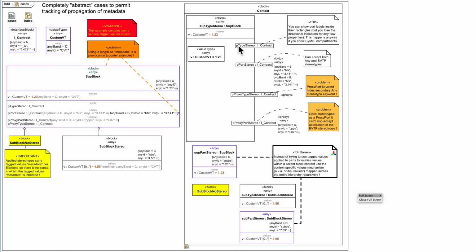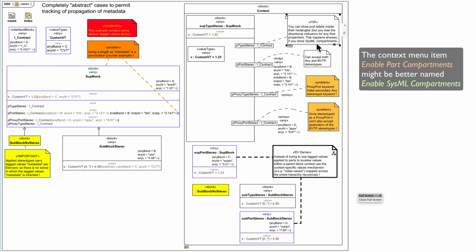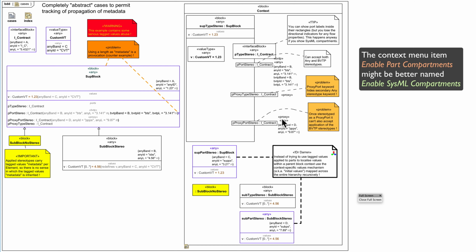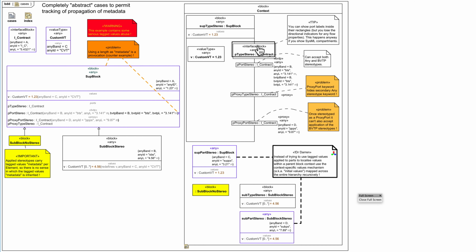And we have the ports. Now you'll notice that I'm showing the port label along with its type inside the rectangle. I find this very convenient, except when you have flow properties, in which case you can't see the directional indicators anymore. And it turns out if you enable the part compartments on that, which might be better named enable SysML compartments, you get this form anyway. So I'm going to do that just so we can see the difference in the representation.